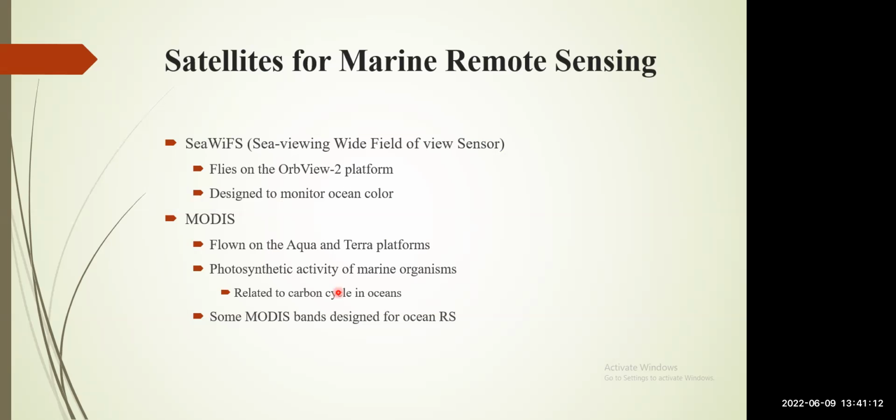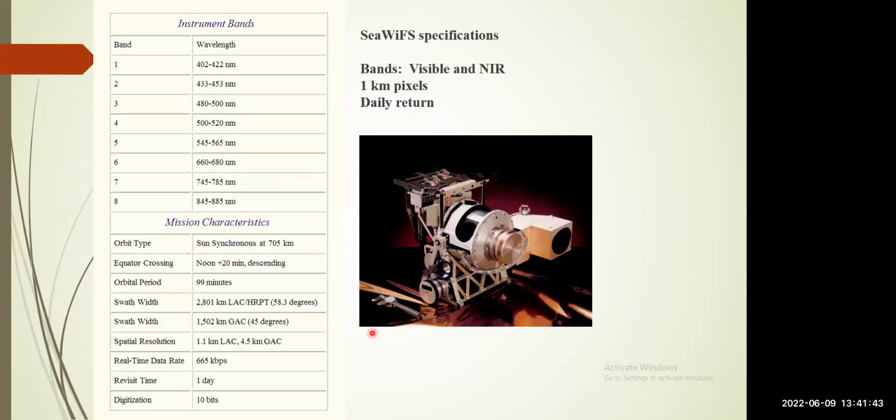Satellites for marine remote sensing. Those are some satellites which are used for the study of marine remote sensing, flying on the OrbView platform, and they are designed to monitor the ocean color. Also MODIS, which I have discussed. MODIS is on the Aqua platform, and they have some models designed for ocean remote sensing. That is basically the instrument used for the models.